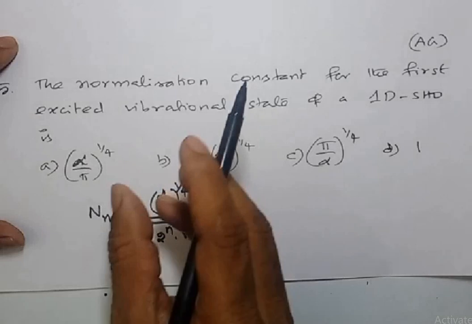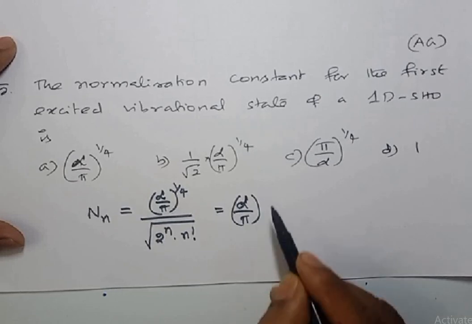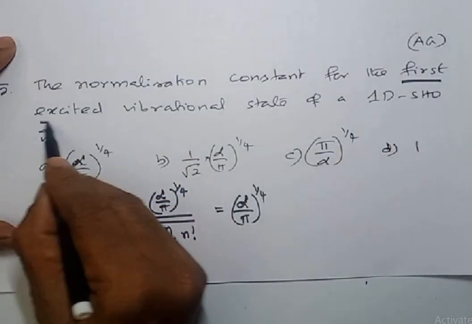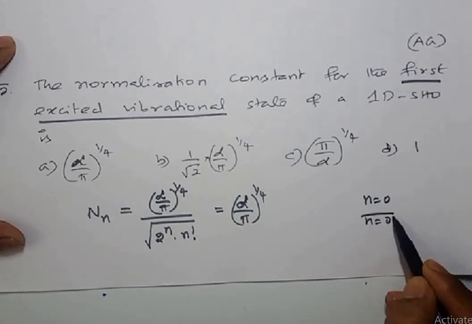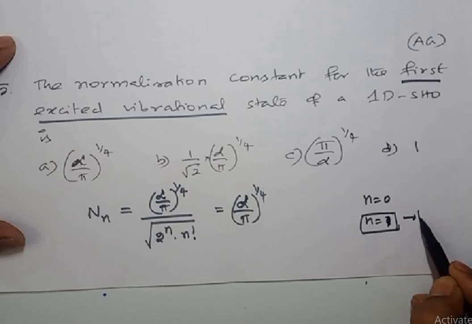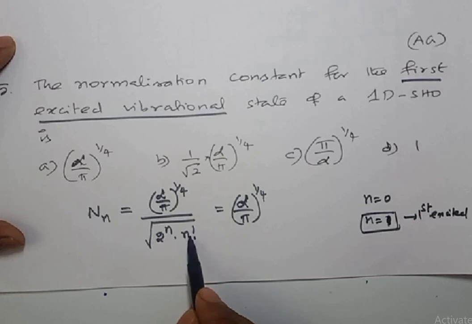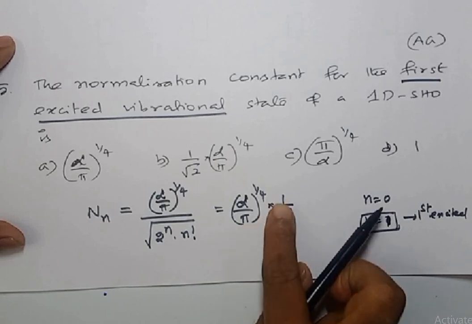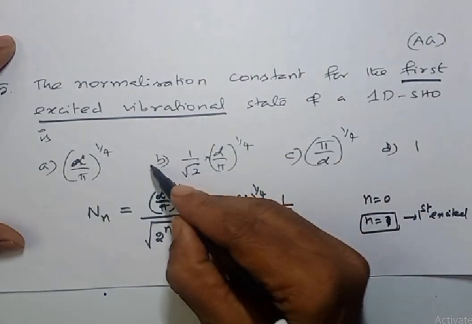Alpha by pi to the power 1 by 4 is a constant, it depends only on the oscillator, so keep it as such. Now, the question is for the first excited vibrational state. The ground state is n equal to 0, so the first excited state is n equal to 1. Put n equal to 1 everywhere: 2 power 1, and 1 factorial. 1 factorial is 1, 2 power 1 is 2. So the answer is 1 by square root of 2 into alpha by pi whole power 1 by 4. The correct option is option B.